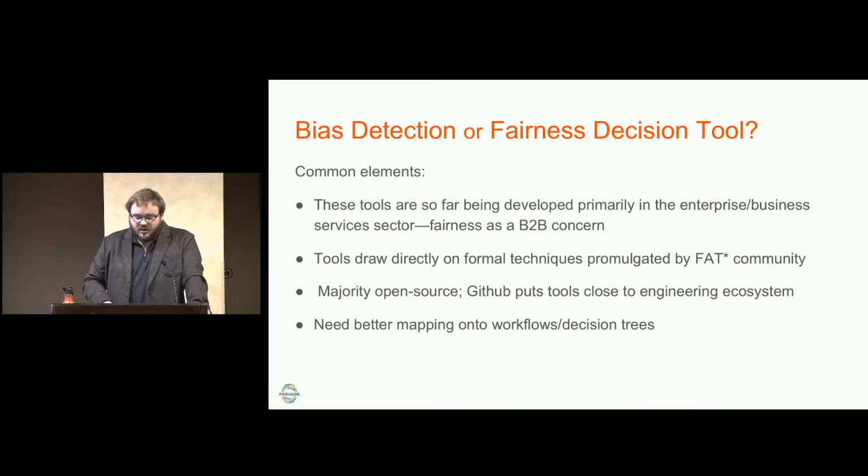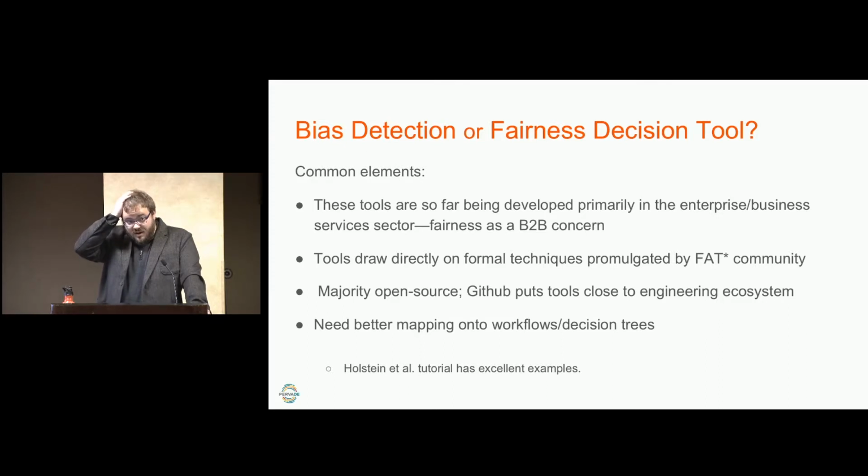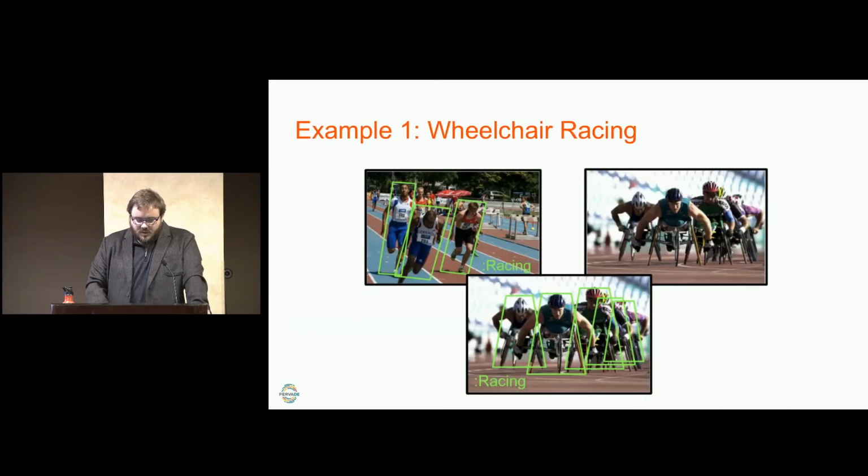One space that we really need to work on is mapping these kinds of tools onto workflows and decision trees. The Holstein et al. paper, which I think is in the next tutorial session, actually has some great examples. It's a really excellent paper, with great examples of what that might look like. Okay, so let me give you 3 examples here.